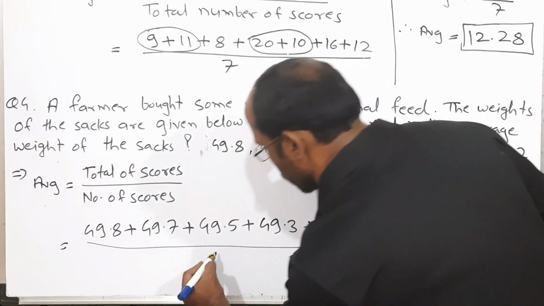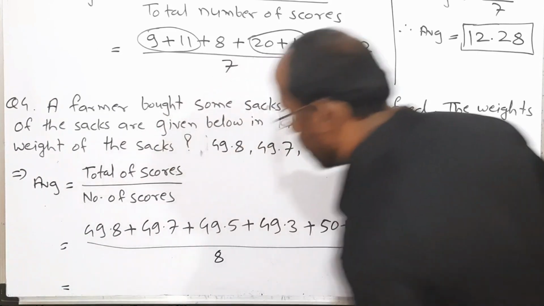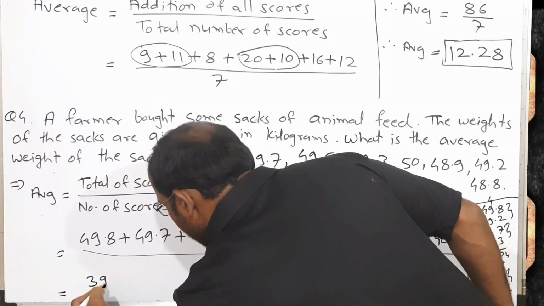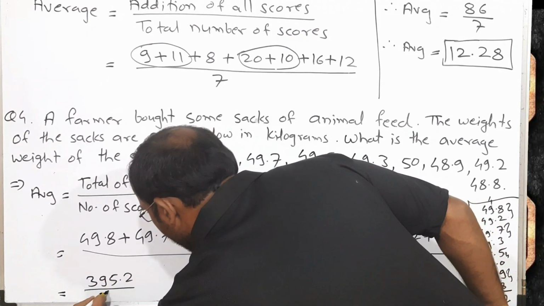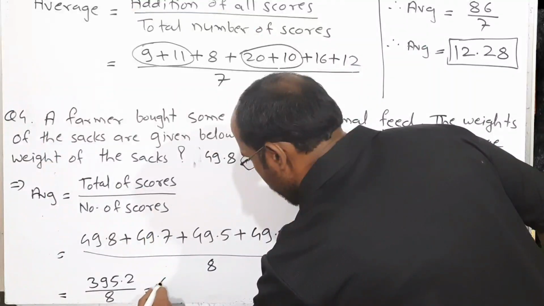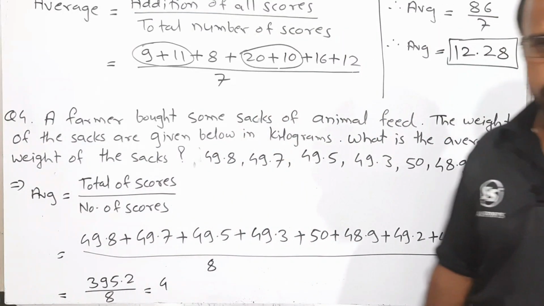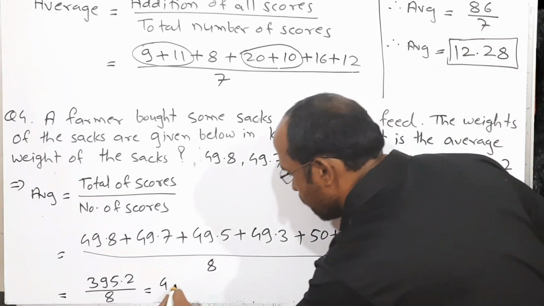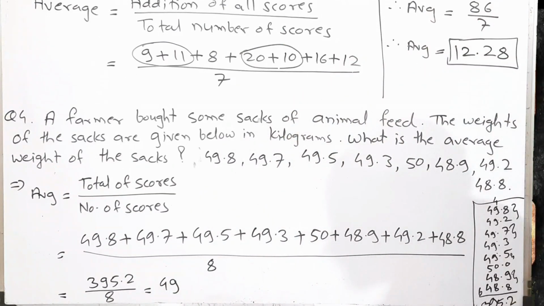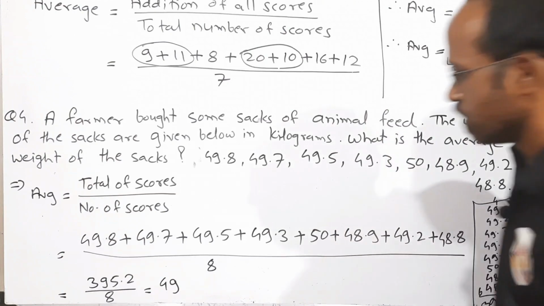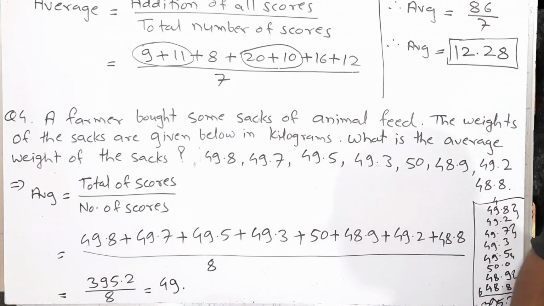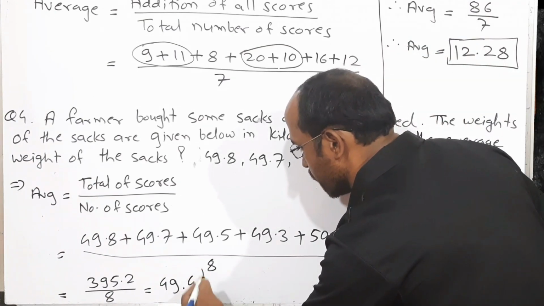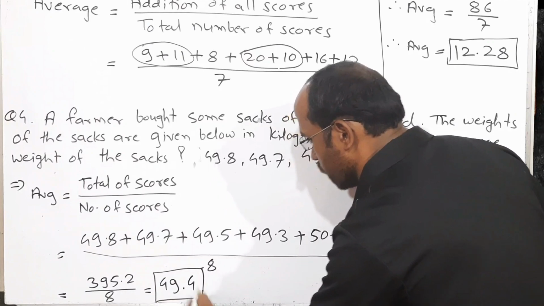So this addition we have to divide by 8. Now let's do the addition of all this. So this addition is 395.2 divided by 8. 8 fours are 32, 39 minus 32, 7 is the remainder, 5 on it makes 75, 8 nines are 72, 3 is the remainder, decimal point I have to append, and 2 on that makes 32, 8 fours are 32. So the average weight is 49.4 kilogram.